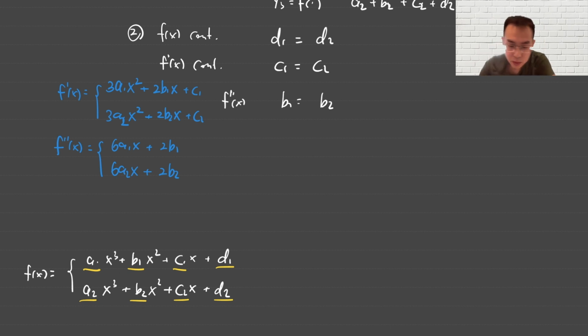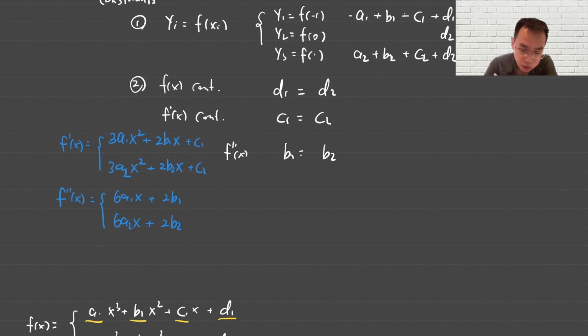Okay, so now let's see. We have a total of 6 equations now, but remember we have 8 unknowns. So that means we need 2 more equations. And for cubic splines, we also define the boundary conditions.